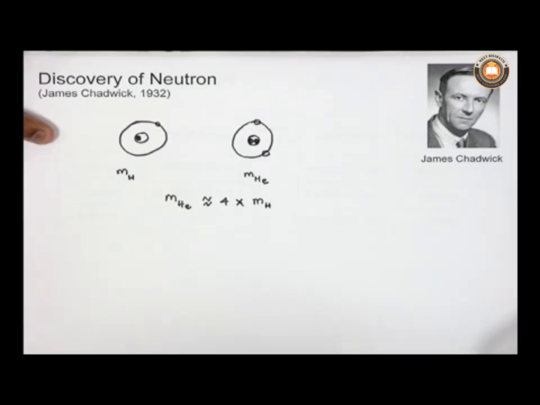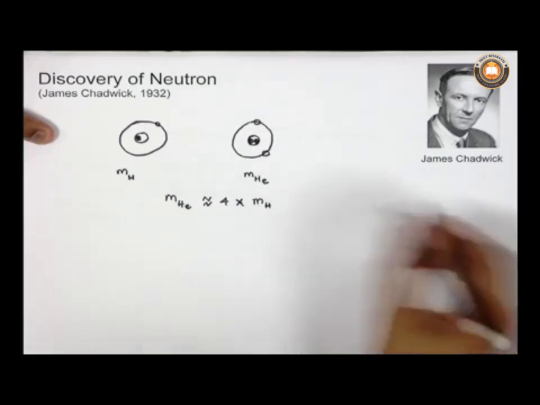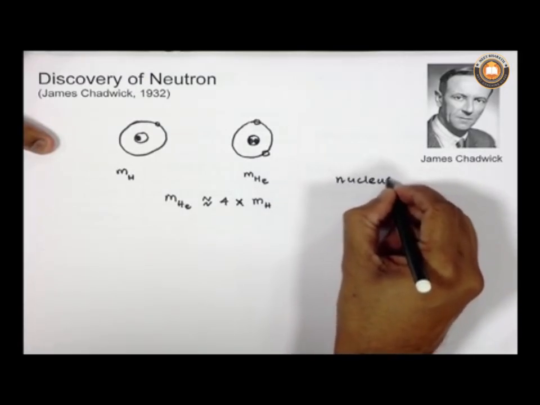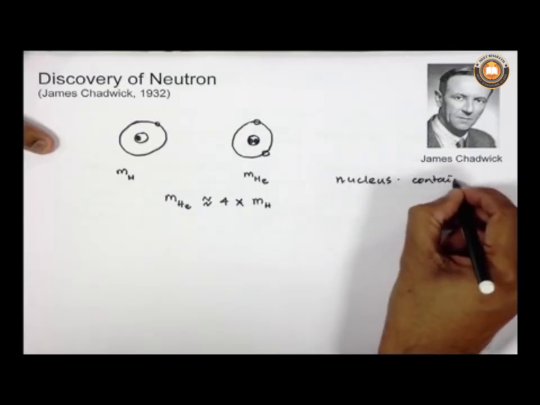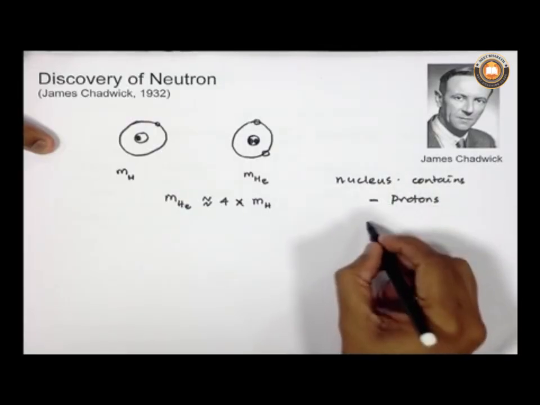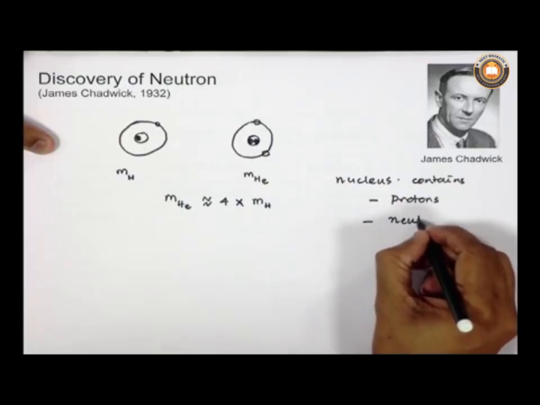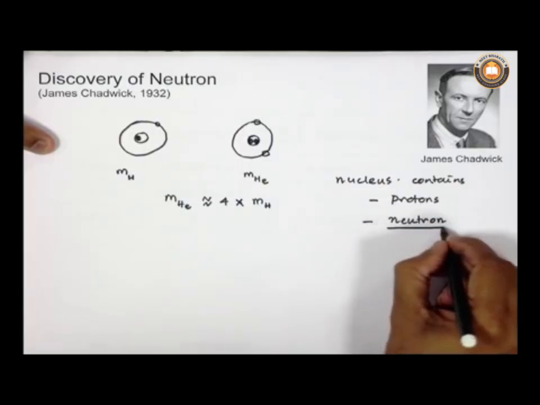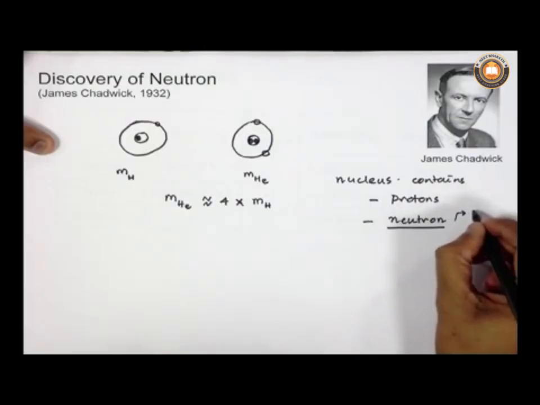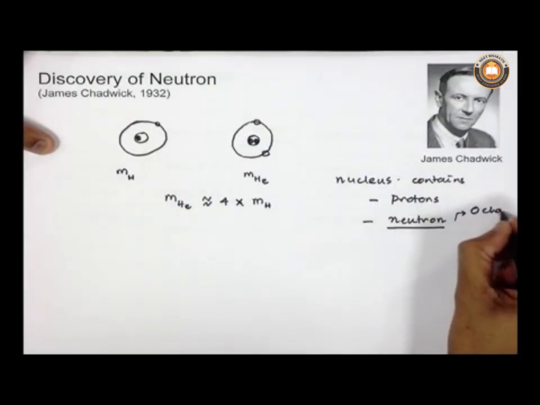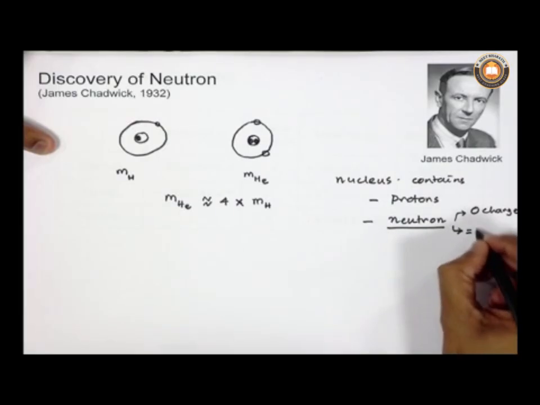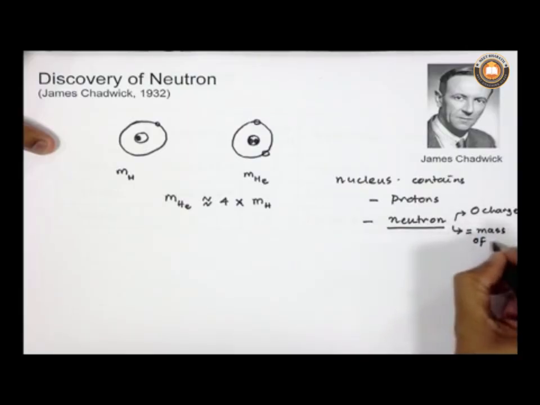It was in 1932 that James Chadwick did a series of experiments and discovered that the nucleus of course contains protons, as we have discussed earlier, which are charged particles. In addition to protons, it also contains a new set of particles, that he called neutrons. These neutrons are chargeless, so they have 0 charge, and it was found out their mass is equivalent to the mass of a proton.